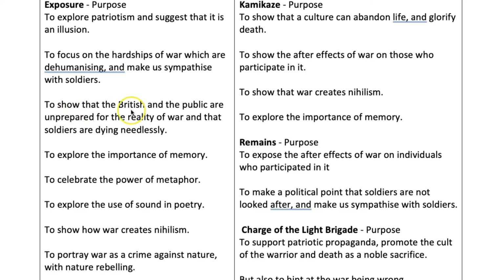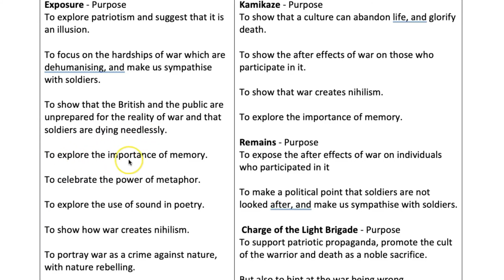He's writing for the British public and trying to show them that they're not prepared for the reality of war. They still think it's noble and honourable, but actually soldiers are dying needlessly, not just in battle, but freezing to death because of the conditions and their lack of proper clothing and equipment.